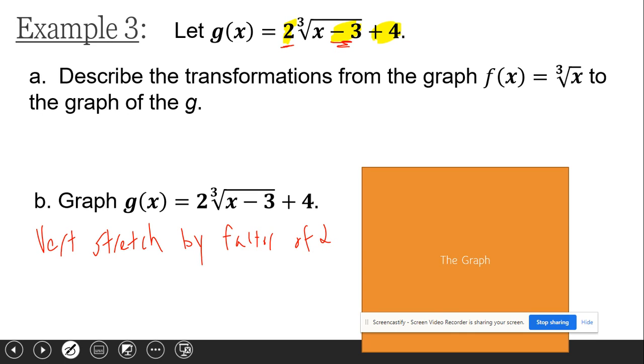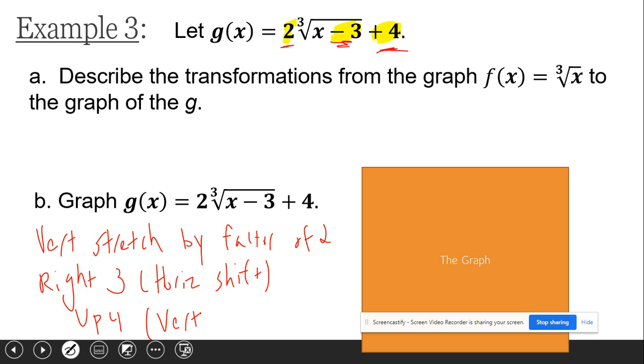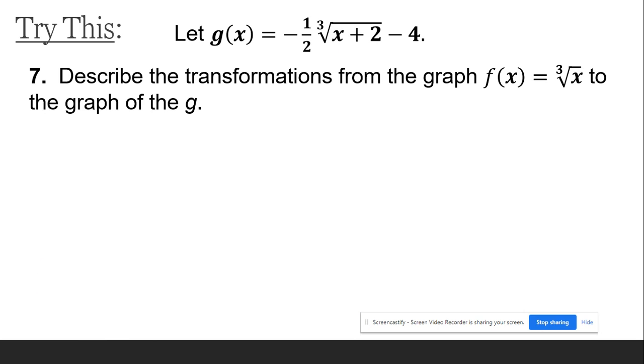Let's look at the -3 underneath. Underneath the square root moves left and right. So that's going to be right 3. And then that +4 on the end is going to be up 4. So this is a horizontal shift or translation to the right 3. And then this is a vertical shift or translation up 4. All right, if we look at the graph, it would be doing all of those things there.